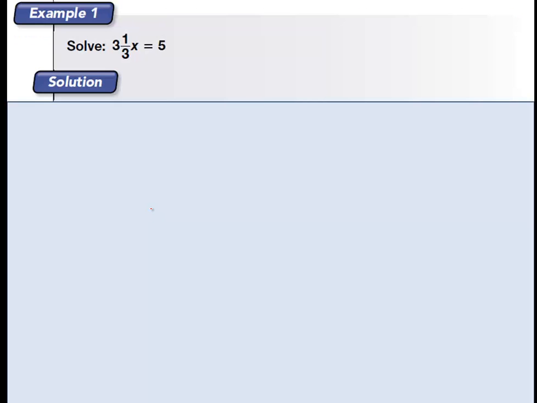So how would you do this type of problem? Well, you do it exactly the same way, but the first thing you have to do is convert this mixed number into an improper fraction. So let's go ahead and make that 10 over 3. 10 over 3 x equals 5. Now can you do that? Now you can do that.